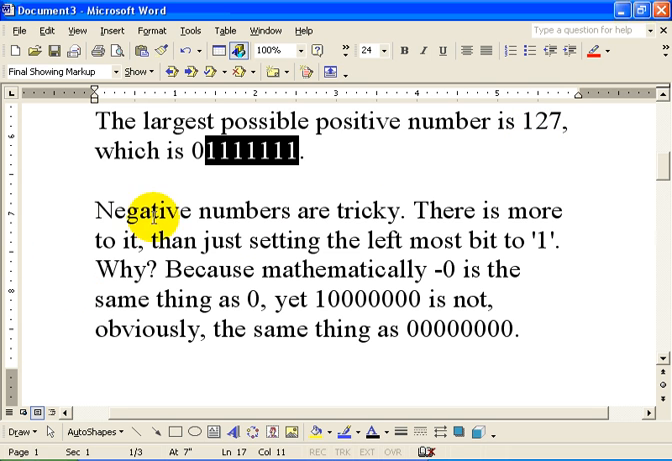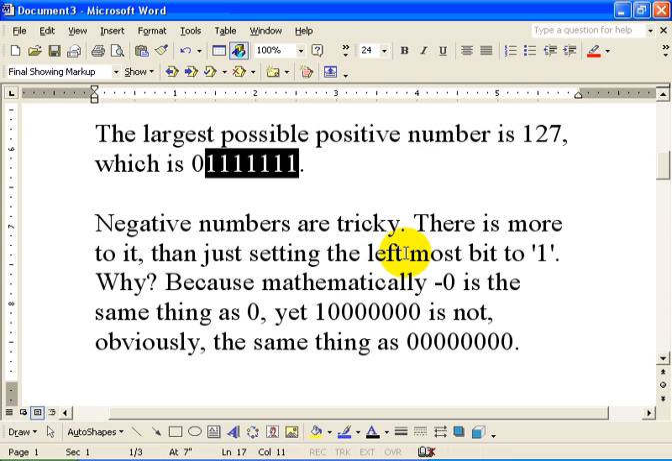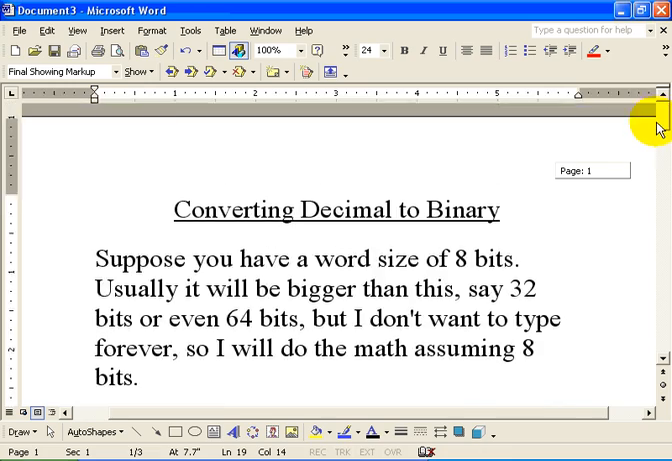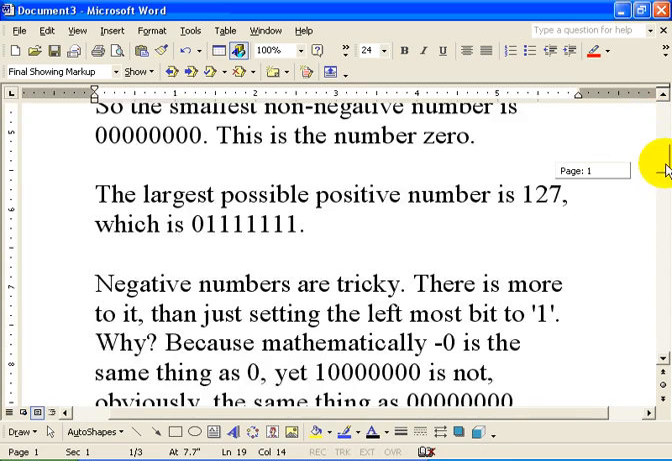Now, negative numbers are a little bit tricky. The obvious answer that you might think towards storing a number such as minus 5 is just to calculate plus 5 as we did, well, I guess we didn't, but we'll do that in a moment when we do the example.